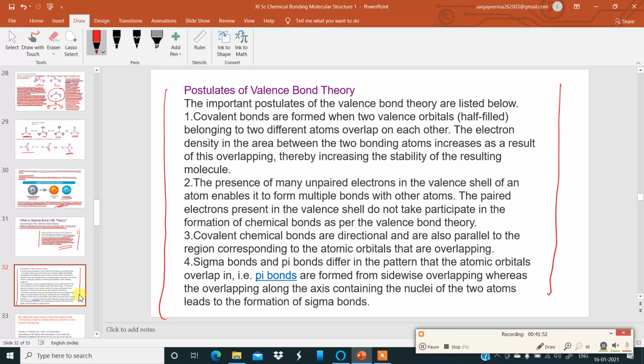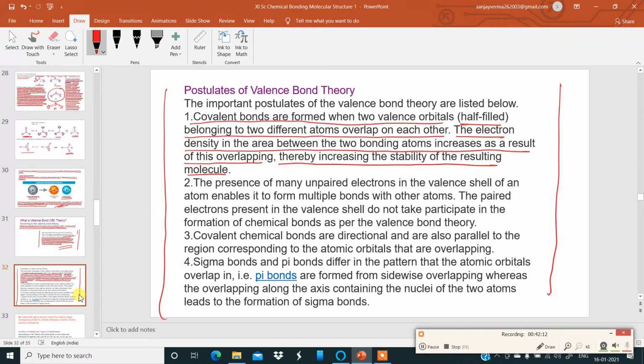We can just go through these postulates. Covalent bonds are formed when two valence orbitals, half-filled, belonging to two different atoms overlap on each other. The electron density in the area between the two bonding atoms increases as a result of this overlapping, thereby increasing the stability of the resulting molecule.